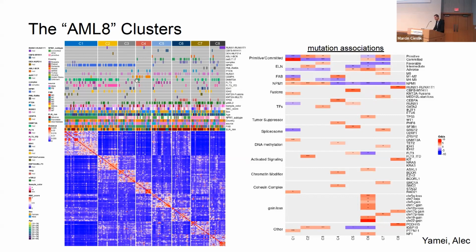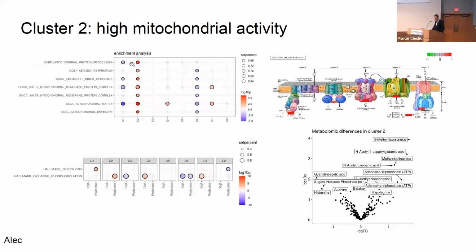The other clusters all have such distinct characteristics. For example, cluster number 3 has biallelic CEBPA mutations. Cluster number 8 is enriched for the RUNX1-RUNX1T1 translocation, and so on. And you can see the various associations here on the right side. In essence, every cluster is enriched or depleted of certain mutations, and every mutation is enriched or depleted in at least some clusters, really showing how genetics determines AML molecular phenotypes.